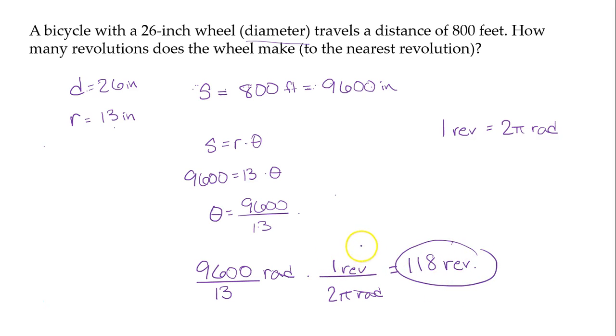So on this one, we're kind of just going backwards. Sometimes we have been given how fast something is going in revolutions per minute, and we convert that to radians per minute, okay? So this one we solve for radians, and we convert the radians to revolutions by this conversion here.